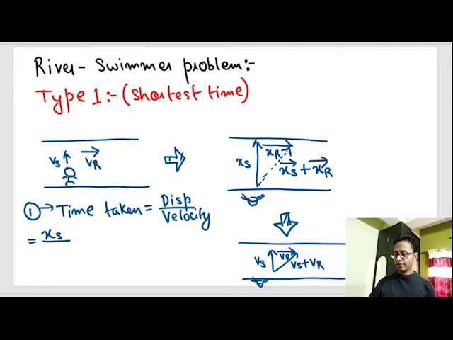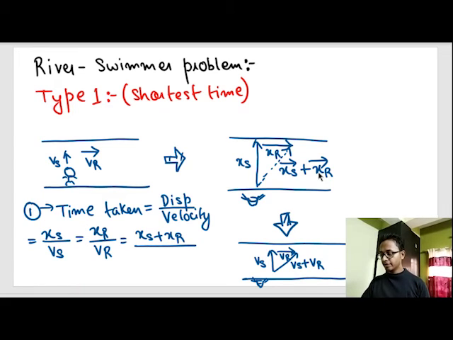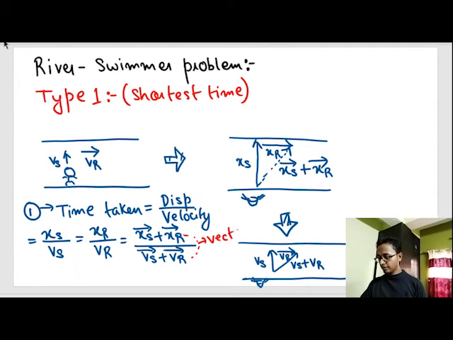Time is xs by velocity of swimmer, which is equal to xr, or displacement by river, by velocity of river, or we can also take the total displacement xs plus xr by Vs plus Vr. Note that these are vector additions, not scalar additions. If one is given as 10 and another is 2, don't add them. Remember, these are vector additions.